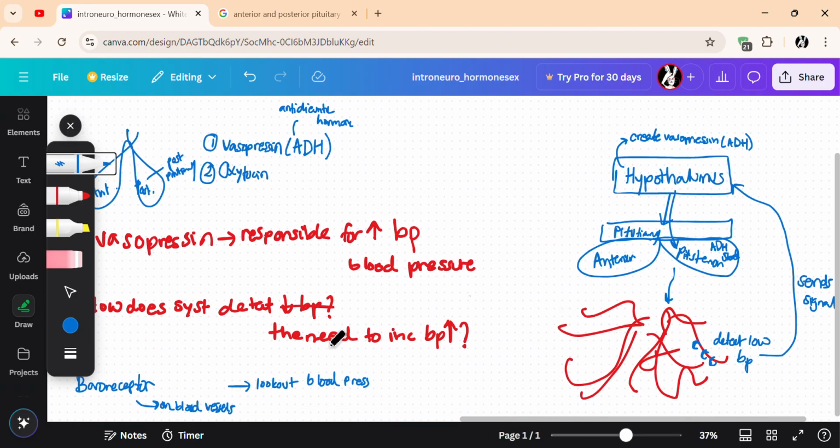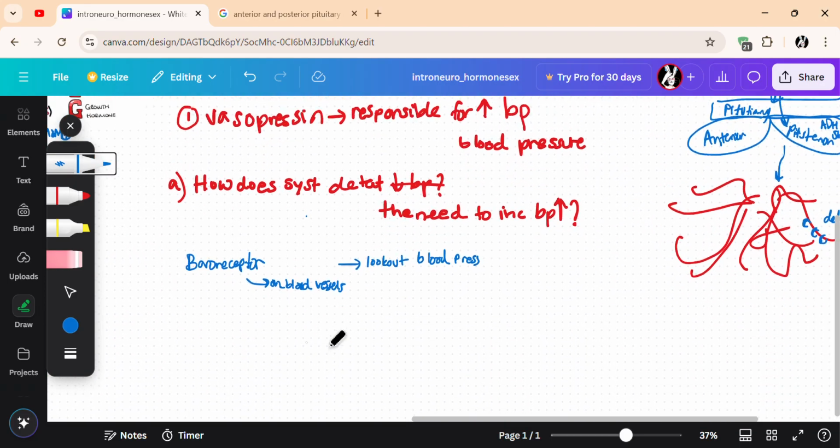So before we go to how the blood pressure is actually affected, let's talk about the second way we detect a need to increase the blood pressure. One way is through baroreceptors. The other way is through osmoreceptors. Another case where we would need to increase our blood pressure is if we have too many osmotes or solutes.